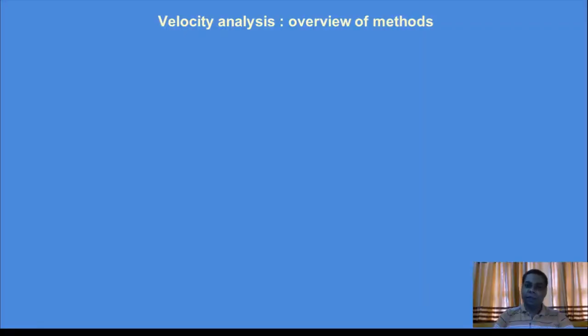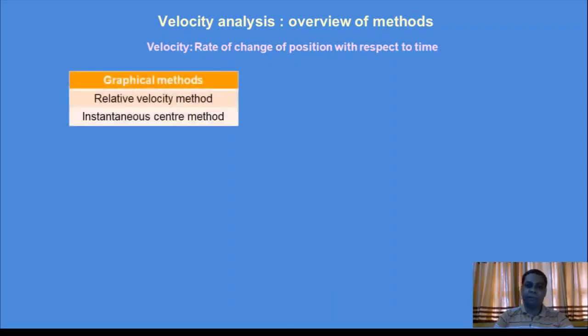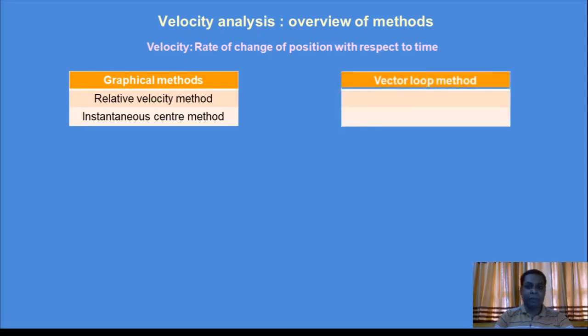Now regarding velocity analysis, the overview of the methods: velocity is the rate of change of position with respect to time. The graphical methods that we know are the relative velocity method and the instantaneous center method. And the vector loop method we'll discuss in some future class.